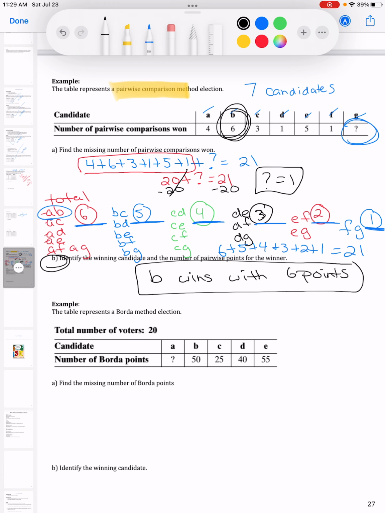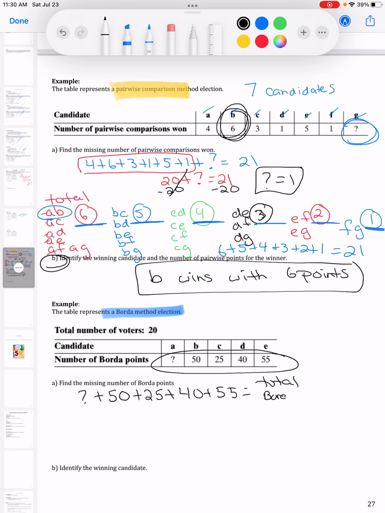All right. We're going to do another one of these. This one's going to work differently because I'm going to use Borda this time. Sometimes people want to know why I'm doing it differently on these. Just make sure one is using pairwise, one is using Borda. But the general idea is going to be the same. I'm going to add all of these up. This time the missing one was the first one. And that's going to be equal to the total number of Borda points. So now all I have to do is find the total number of Borda points, just like I found the total number of pairwise.